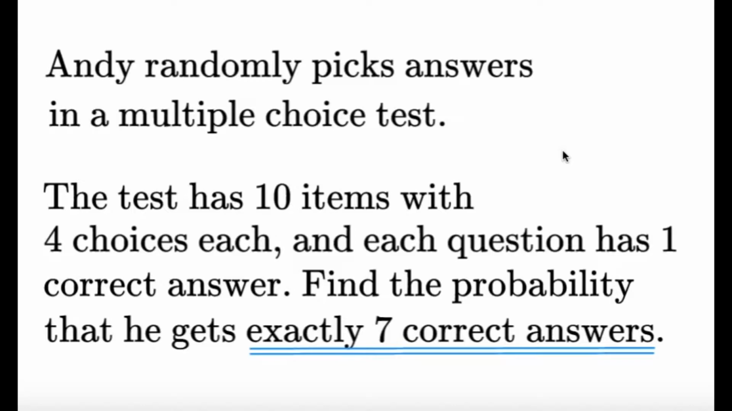For this one, Andy randomly picks answers in a multiple choice test. The test has 10 items with 4 choices each, and each question has 1 correct answer. Find the probability that he gets exactly 7 correct answers.